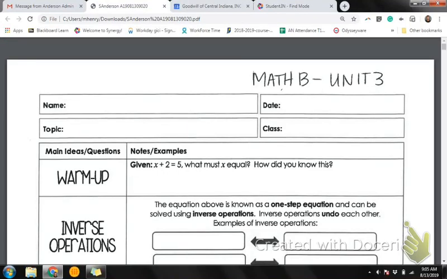Today's lesson is 3.1, verbal expressions. And then we're also going to do some one-step equations.